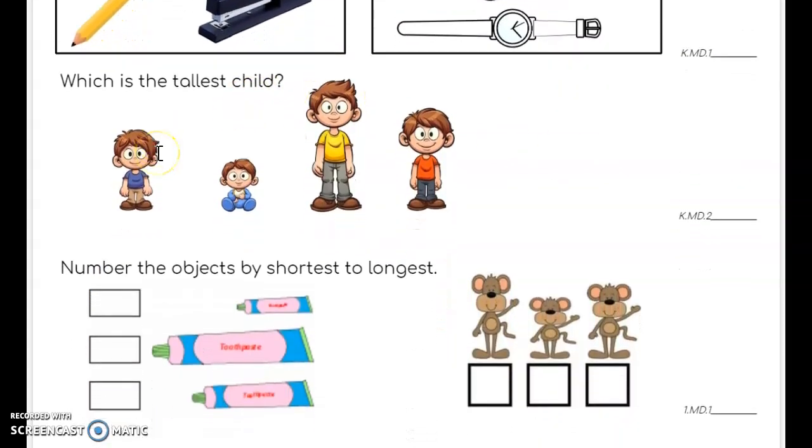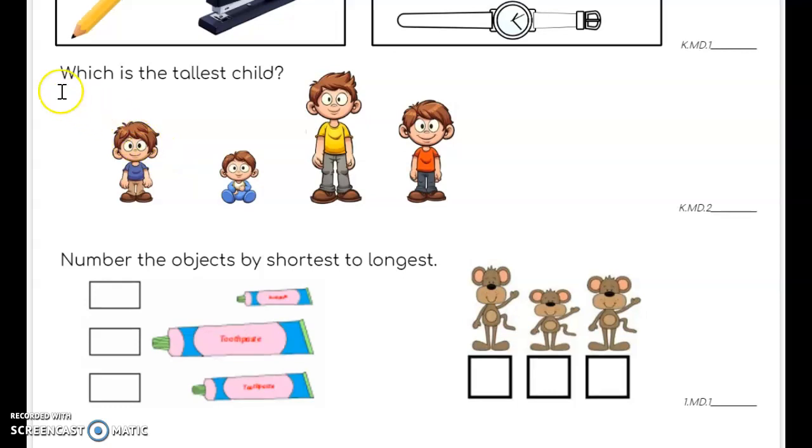Moving on to the next section where the 4 boys. This says, which is the tallest child? You're going to circle one of those boys, and you're circling the tallest boy. Circle the tallest boy now.